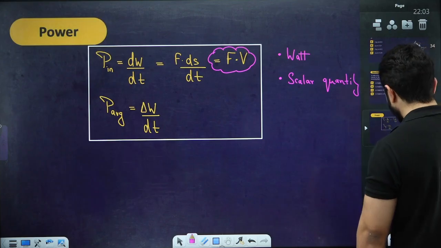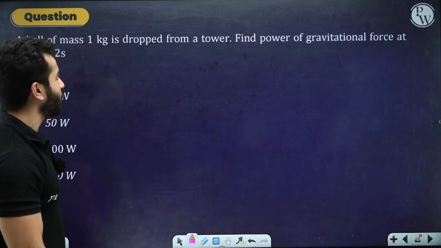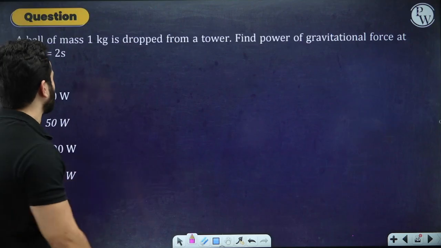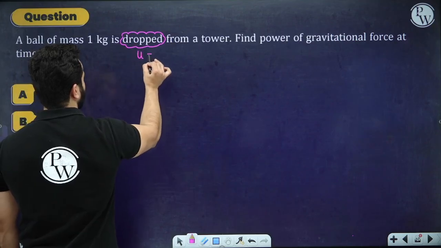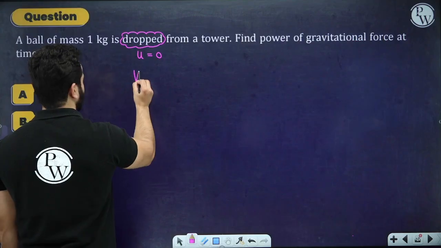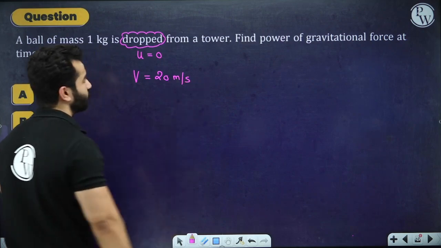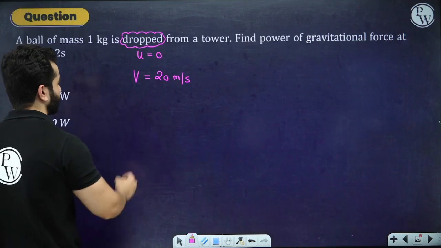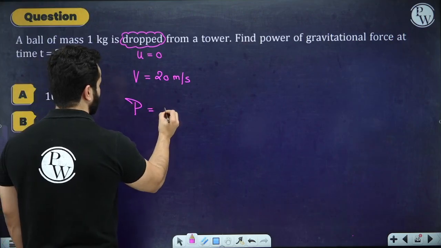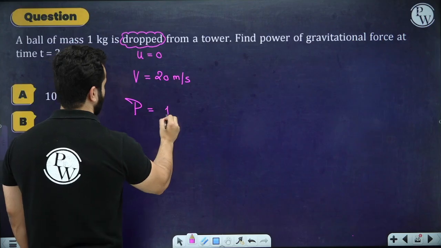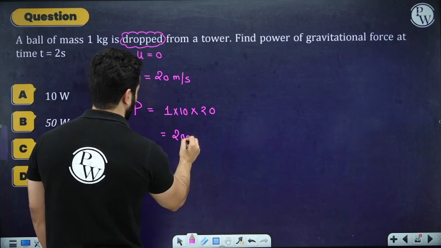So now I think with this I'll give you one question in homework. A ball of mass 1 kg is dropped from a tower. Find the power of gravitational force. Now it is quite easy. If it is dropped, initial velocity is 0. Find out the velocity after 2 seconds. So after 2 seconds it would be just 20 meter per second. Is that correct? Right? And the power will be equal to force times velocity. Force is actually mg, so that is 1 times 10, and 10 times 20. So this is going to be 200 watt.